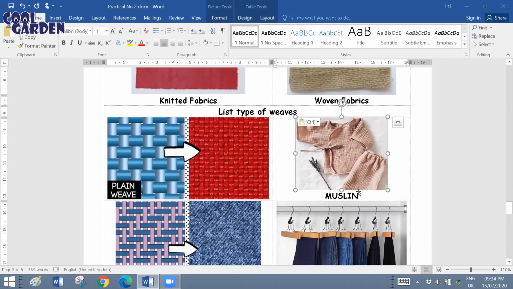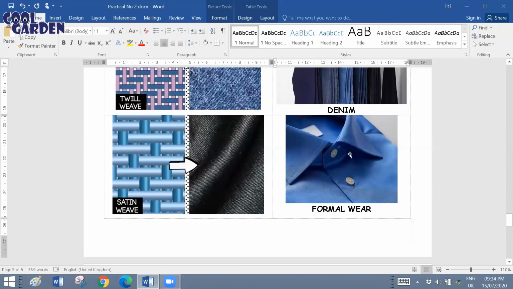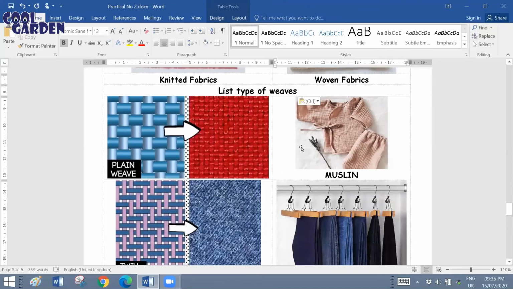Basically, you'll see that the garments for kids and all would be made using a plain weave, that is a muslin cloth. Okay, denim, you can print out pictures relating to the same, and you can also use satin formal wear pictures also for the satin weave. These pictures, you may find them on the internet, so it should not be difficult. Type the heading: list types of weaves. Okay, cut these pictures, print them, paste them.